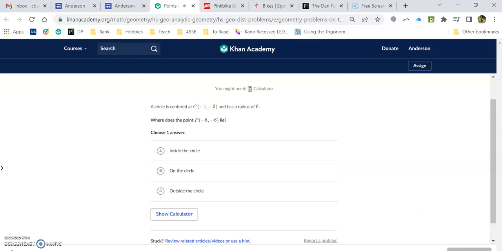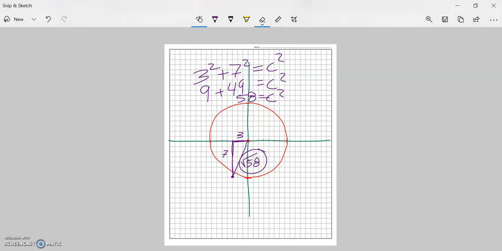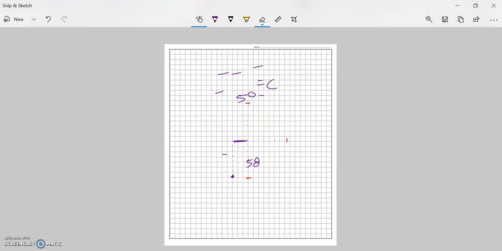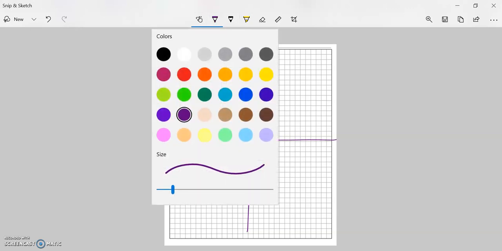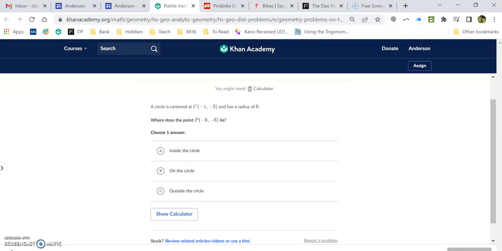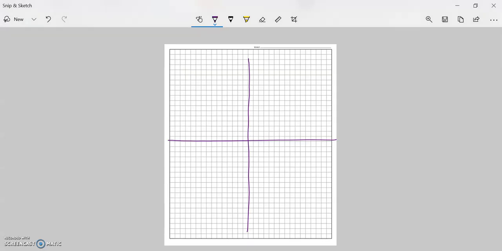Okay, let's go back to the drawing. There, that's the easier way to do that. Okay. Let's go to red. We have a circle that's at -1, -3 with a radius of 6. I thought I had a red pen in my hand. And so radius of 6, I'm going to count 6 in all directions. So 1, 2, 3, 4, 5, 6. 1, 2, 3, 4, 5, 6.